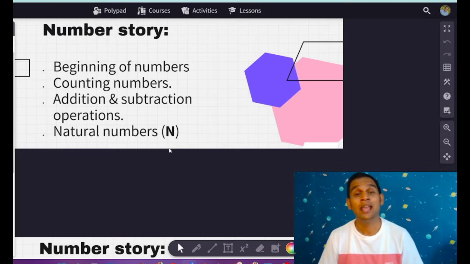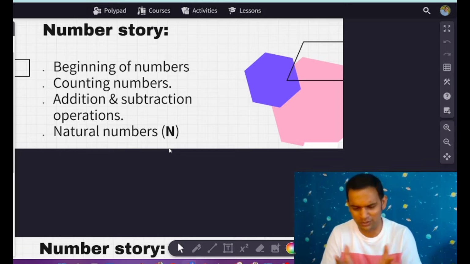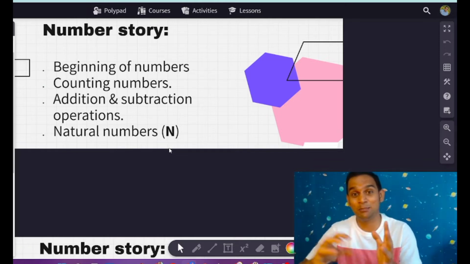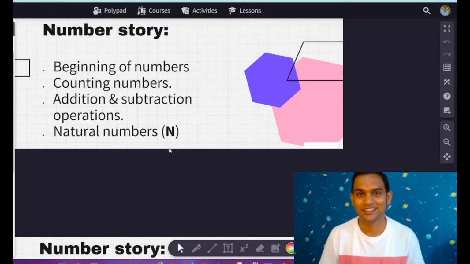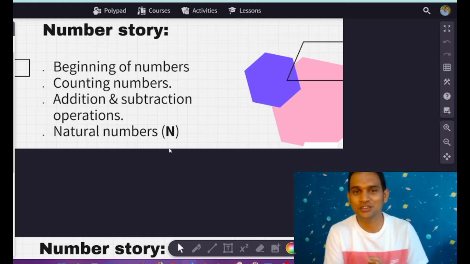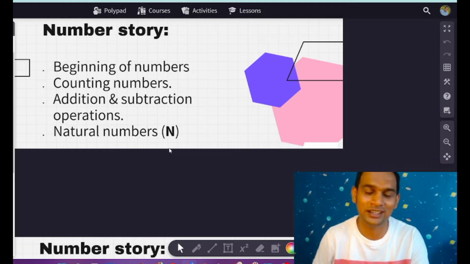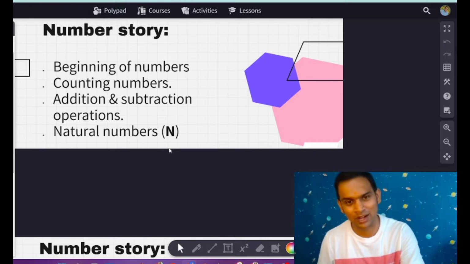And then we had addition and subtraction of numbers. How did we get to know about that? When we were collecting things, somebody gave us something or somebody took something from us. Now there should be some process to count it, to have a calculation towards it. And that's how we started to develop addition and subtraction.